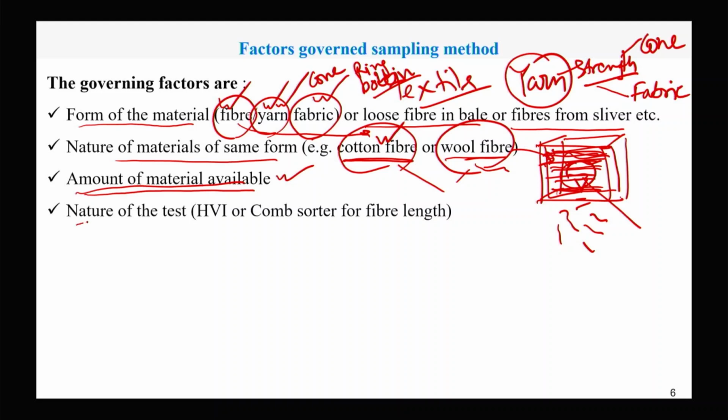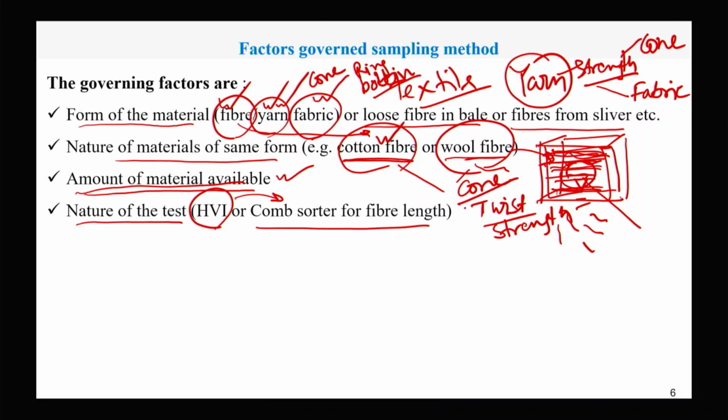Nature of test. If we try to test, say, a high volume instrument for cotton, our sampling technique will be different from the technique for testing comb shorter fiber length. Depending on the nature of test, suppose we test the yarn for twist, the sampling technique will be different from strength testing. So from yarn from a cone, if we want to test for twist and for strength, the sampling technique will be different. So nature of test actually governs the sampling method.